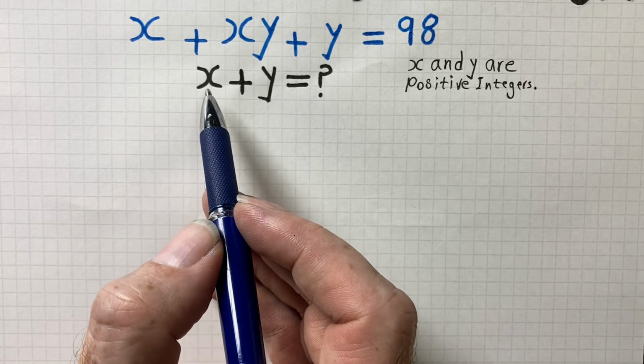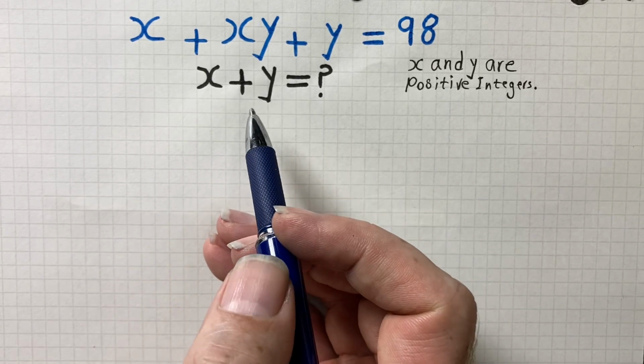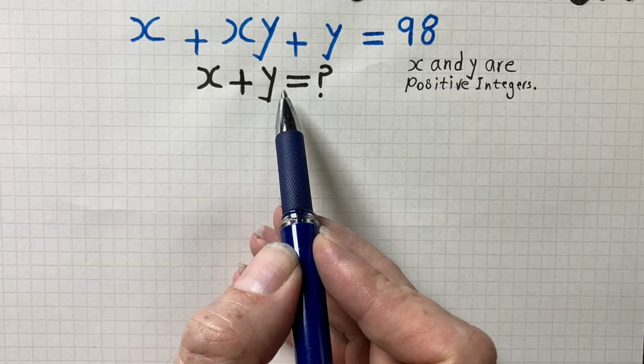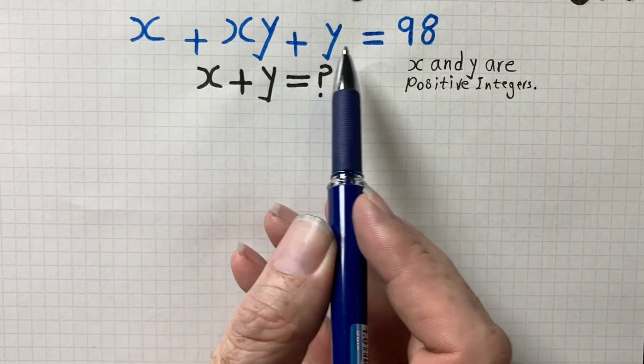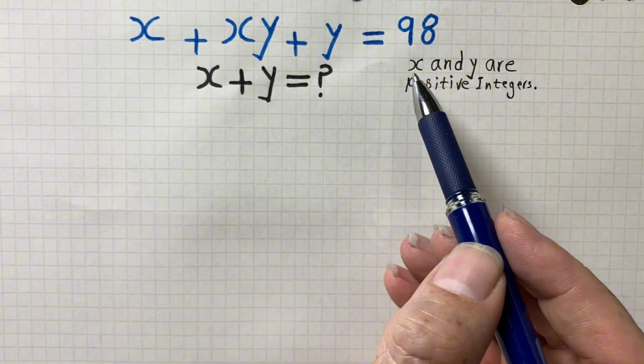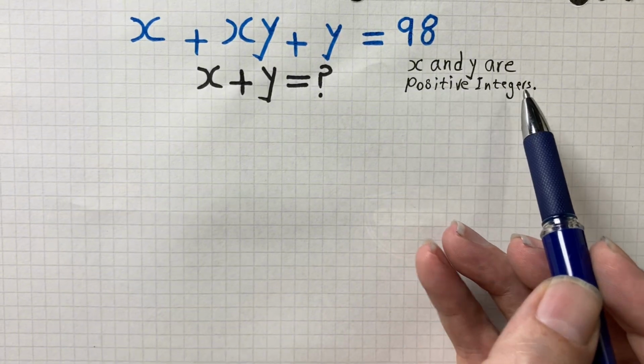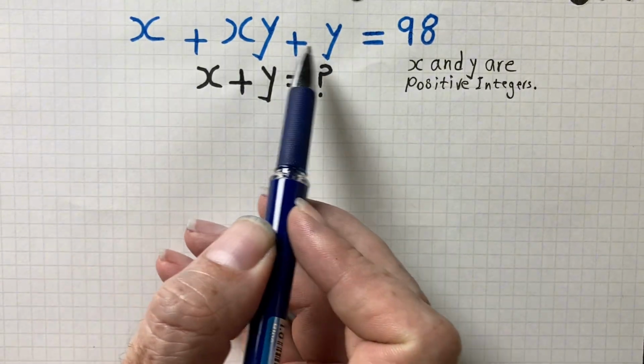In this video, we are going to solve this nice equation. The question says, find the value of x plus y where x plus xy plus y equals 98. Remember, x and y are positive integers. To start the solution, let me rewrite this equation.